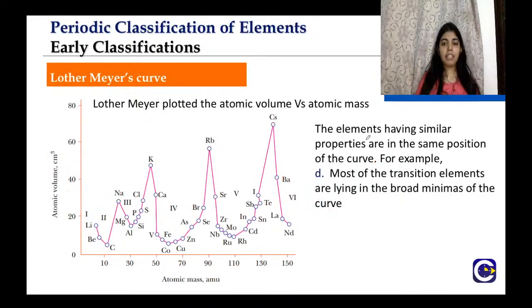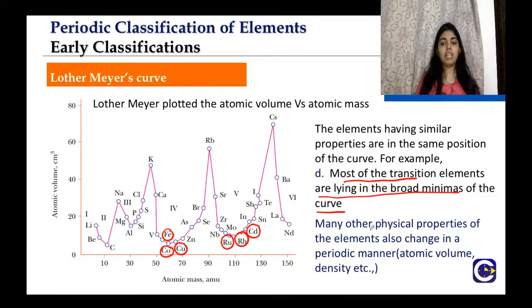The elements having similar properties are in the same position of the curve. This we have discussed. Most of the transition elements lie in the broad minima of the curve. Where are the transition metals? Iron, cobalt, copper, and here cadmium, ruthenium, rhodium. These all lie at the broad minima of the curve, so they will have similar properties. So this was the basic curve that was proposed by Lothar Meyer.